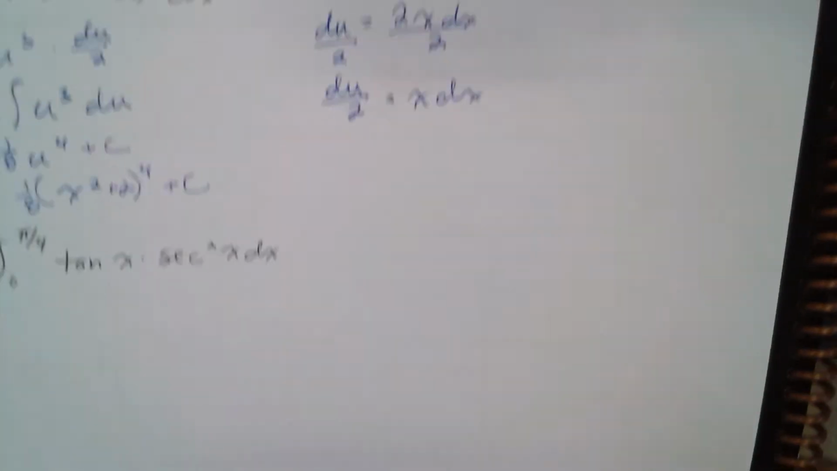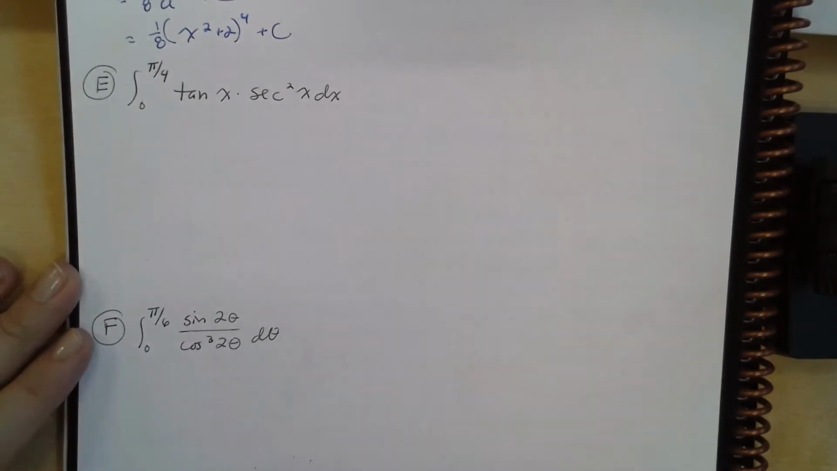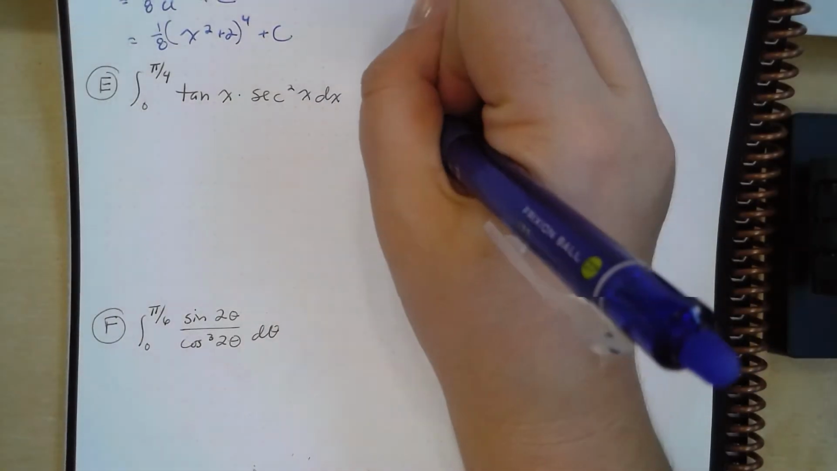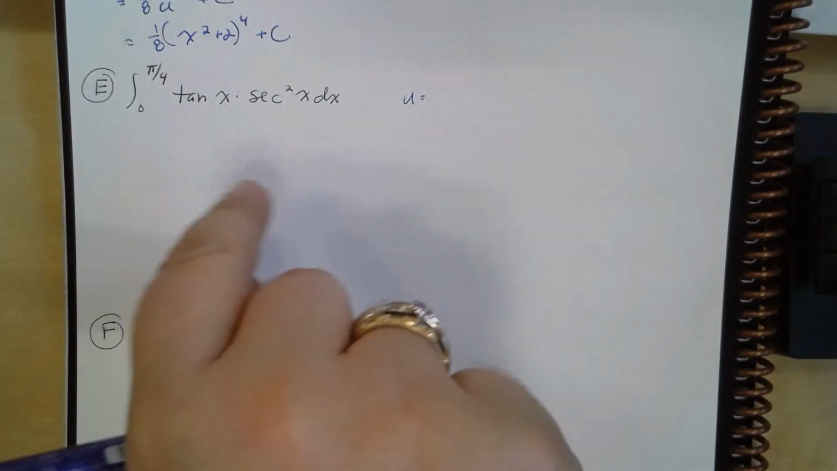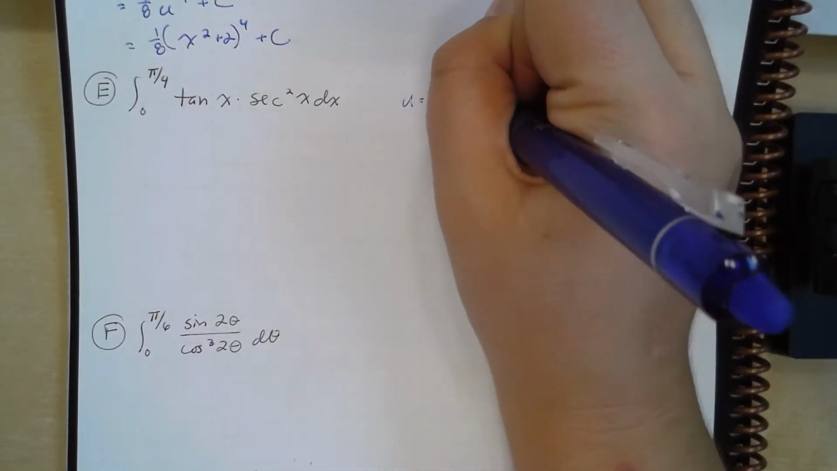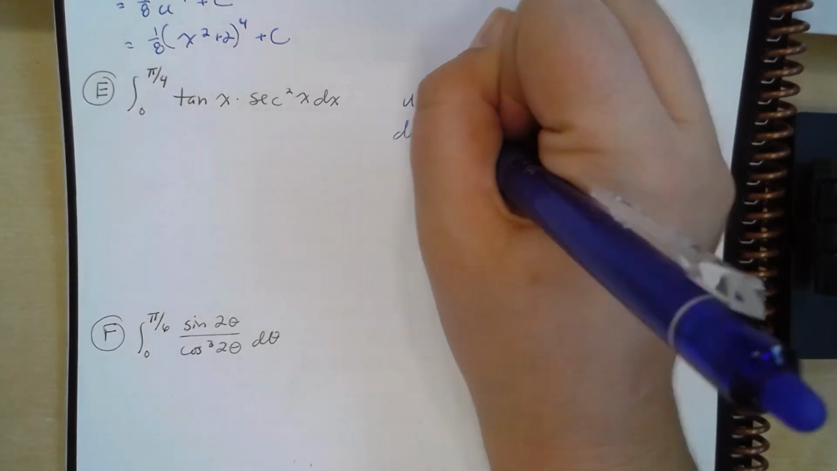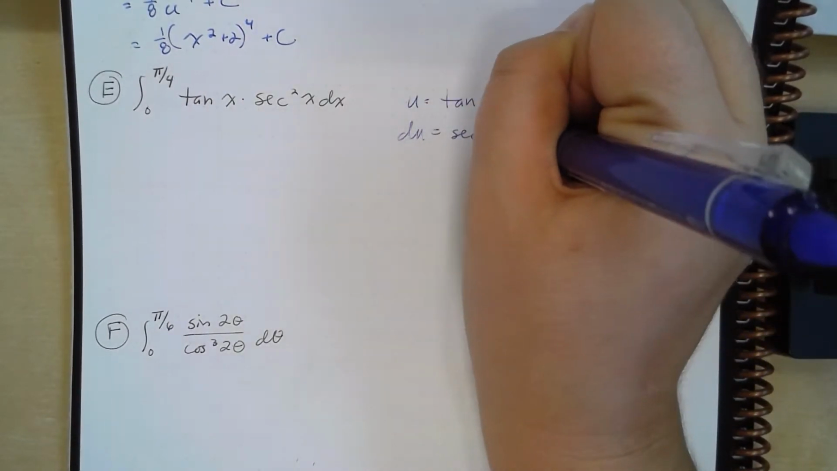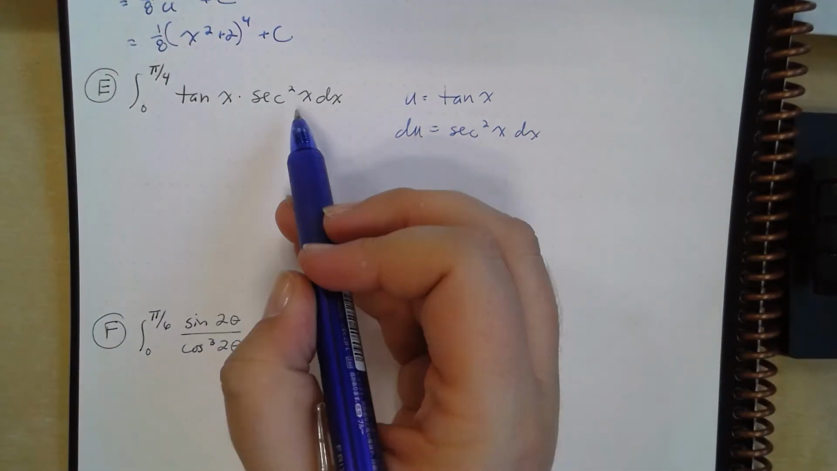All right, let's do some trig here. Nothing more fun than trig. We have the integral from 0 to pi over 4 of tangent of x times secant squared x dx. So for this problem, we're going to set u. If I set u equal to secant squared, I'm going to end up with more trigonometry than I really need. But if I set u equal to the tangent of x, then my derivative du is just going to be equal to secant squared x dx. And that's actually going to eliminate things there.